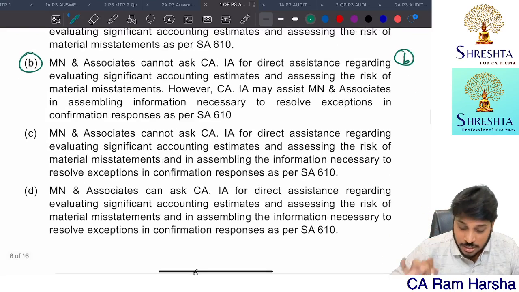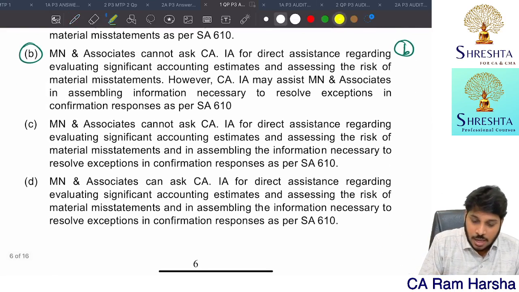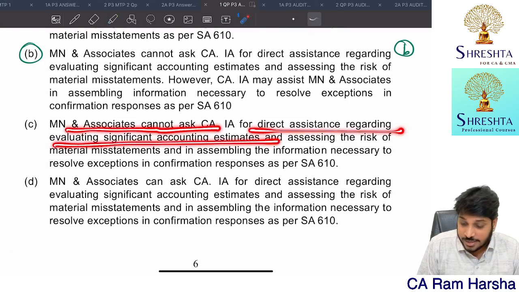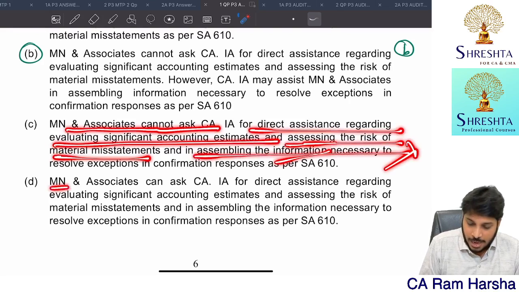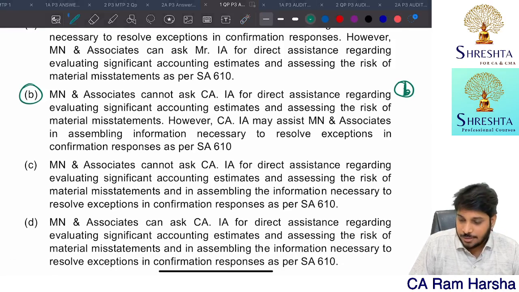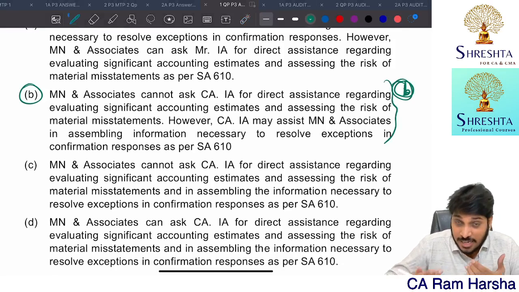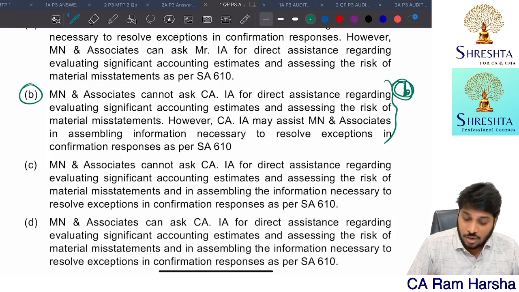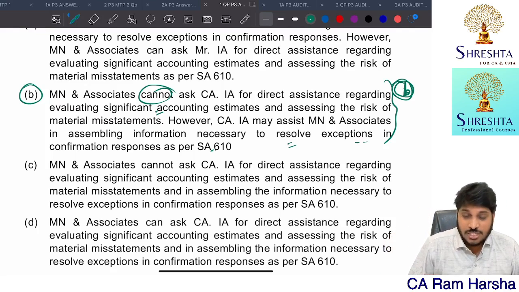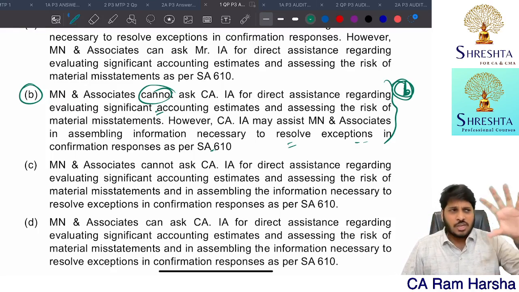But wait, don't conclude. Don't bubble the answer. One option says M and Associates cannot ask the IA for direct assistance regarding significant accounting estimates and assessing the risk of material misstatement, and in assembling information. Both you should not ask. That's wrong. Another says M and Associates can ask for direct assistance. Wrong. So the answer is B. I just wanted to see whether any better answer is given than B. So you cannot ask for direct assistance on significant accounting estimates and assumptions, but for resolving exceptions related to external confirmation, you can.